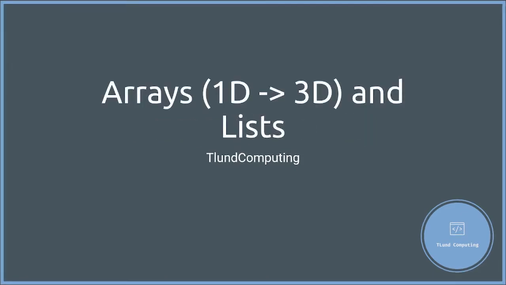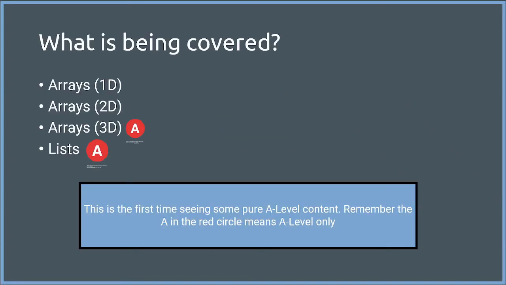In this video we're going to have a look at arrays from one-dimensional all the way to three-dimensional, and also lists. So what's actually being covered in this video today? Well, we're going to have a look at arrays 1D, 2D and 3D. We're also going to have a look at lists and their similarities and differences.